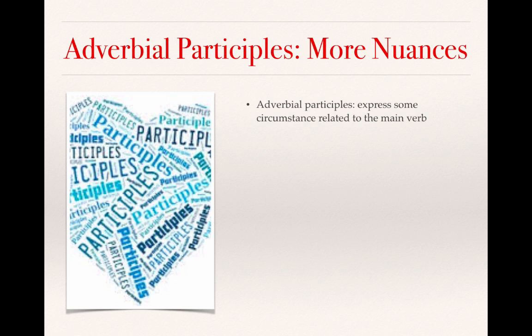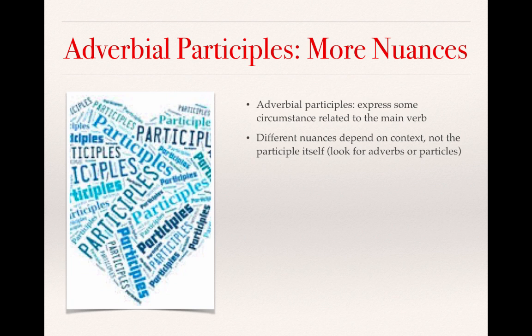Remember that our adverbial participles express some circumstance related to the main verb. There are different nuances that depend on context, entirely on context, not on the participle itself. So it's not the form of the participle or the tense of the participle that matters. It's just the context. Sometimes there are adverbs or particles, other aspects of the sentence that give us clues, but really it's just context. And in fact, it's a matter of interpretation, at least sometimes.